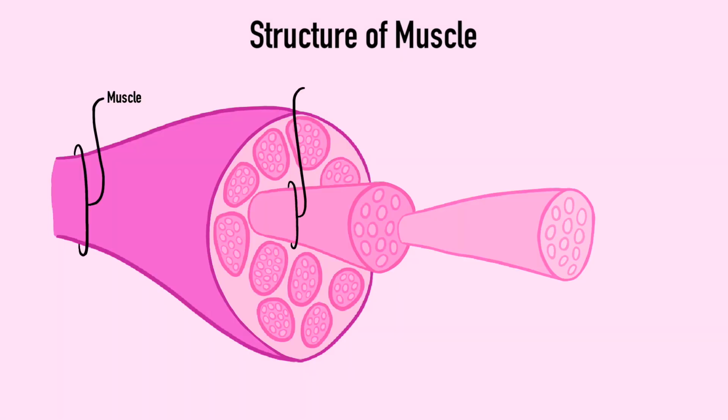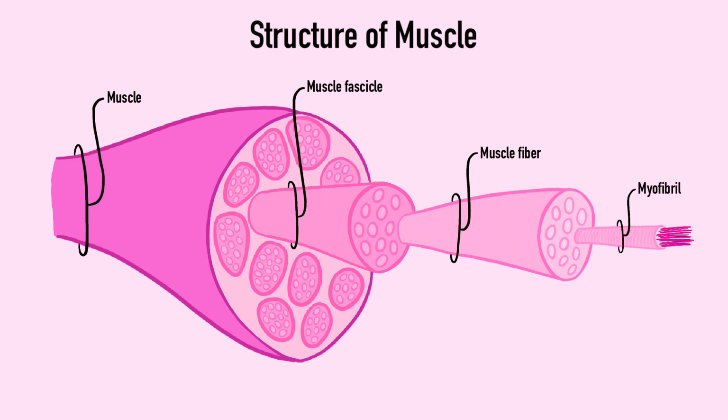Let's quickly review the structure of muscle. Muscle consists of multiple muscle fascicles. Muscle fascicles consist of multiple muscle fibers, and muscle fibers, also known as myocytes, are multinucleated muscle cells that consist of even smaller structures called myofibrils. Finally, myofibrils consist of thick and thin myofilaments, with thick filaments composed of protein myosin and thin filaments composed of protein actin. Now, a layer of dense connective tissue called epimysium surrounds the whole muscle.